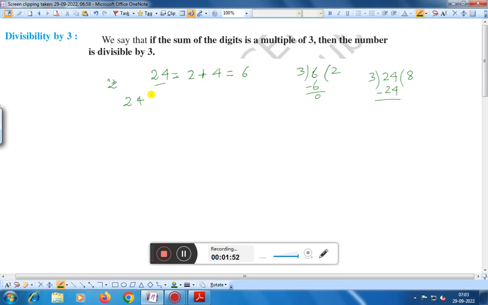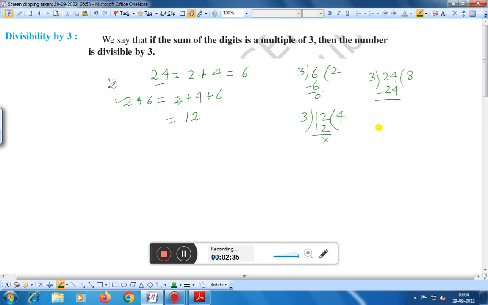Take another example. Suppose the number is 246. If we add the digits, 2 plus 4 plus 6: 4 plus 6 is 10, plus 2, the number is 12. Now, if we divide 12 by 3, 3 fours are 12. That means it is divisible, or a multiple, you can say. Therefore, this number 246 is also divisible by 3.